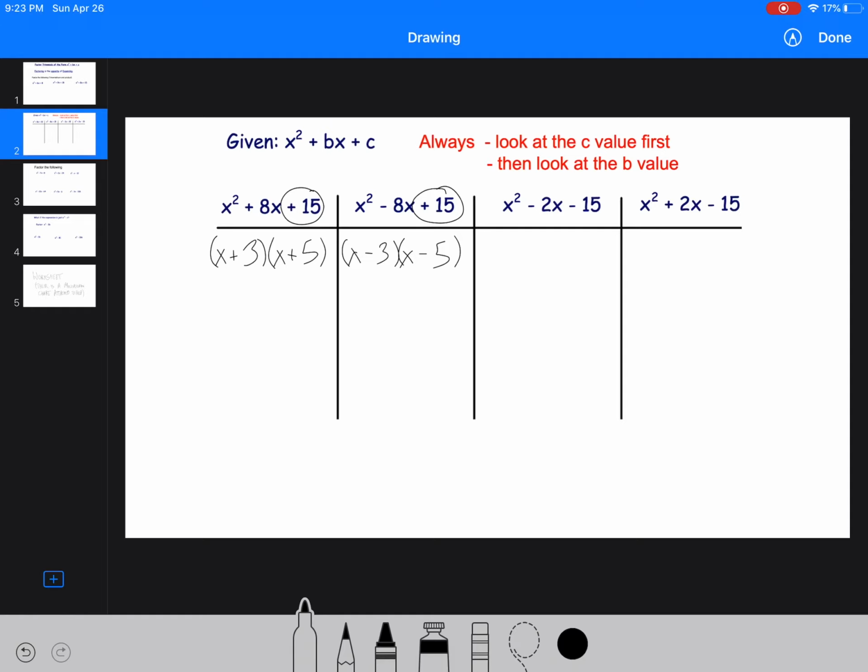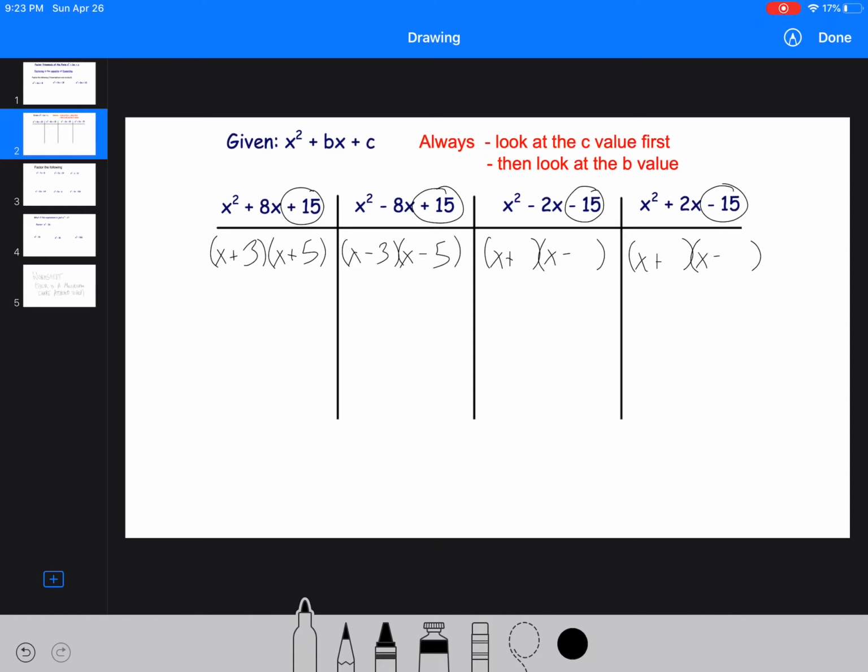All right, now these ones are a little bit harder. Here we've got a negative, so that tells me that one of my brackets is positive and one is negative. Same thing here. We've got a negative, one bracket is positive, one bracket is negative, because that's the only way we can multiply to get a negative number.